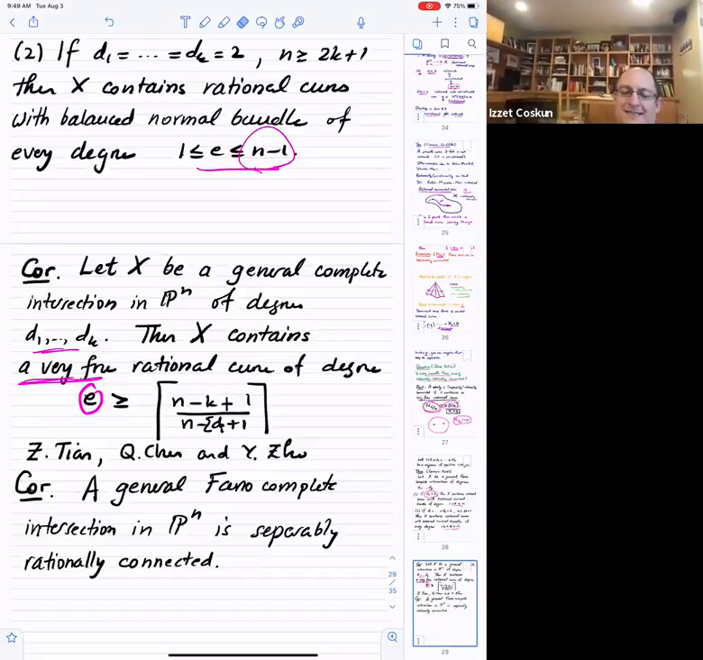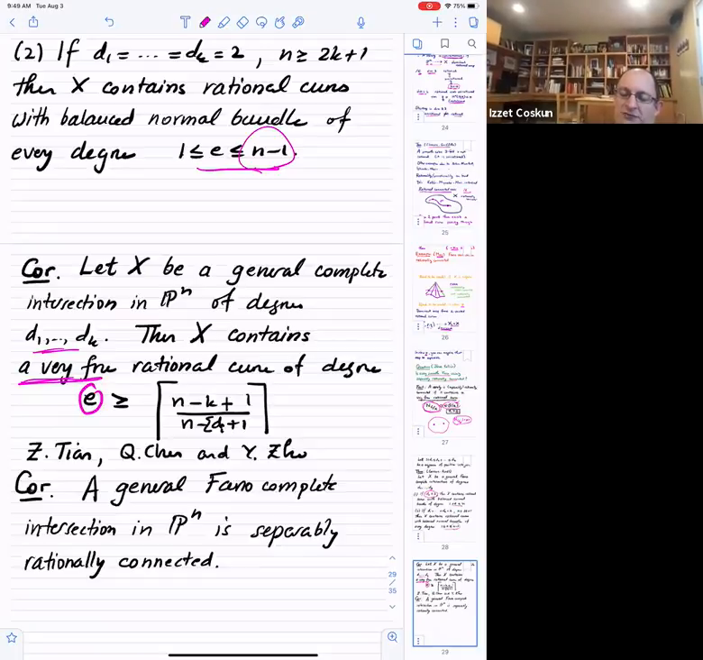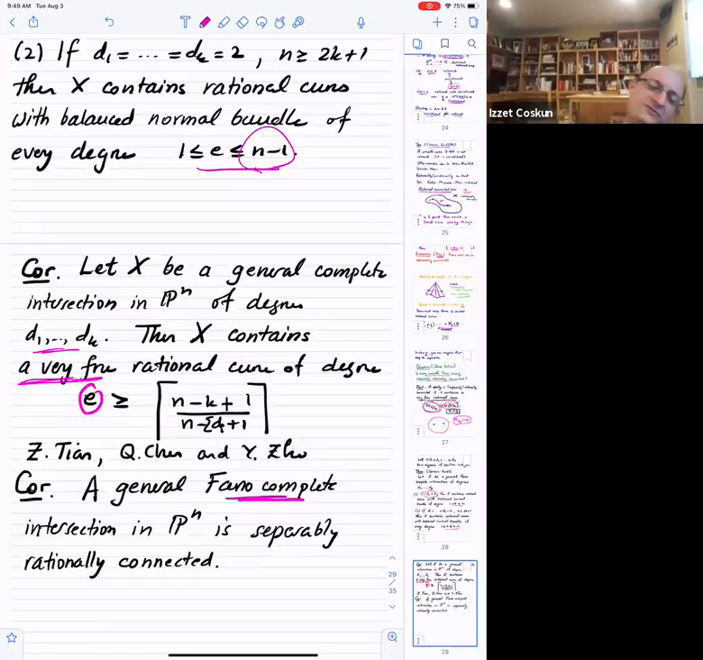So this is telling you that, at least for high complete intersection, Fano complete intersections in projective space, right? This is a large family of Fano varieties.